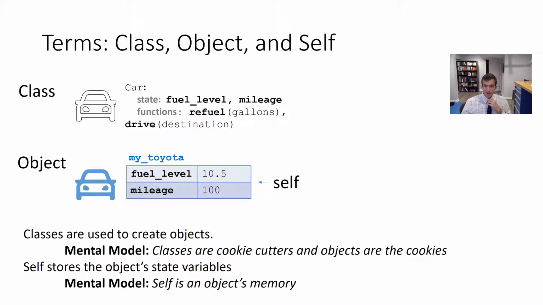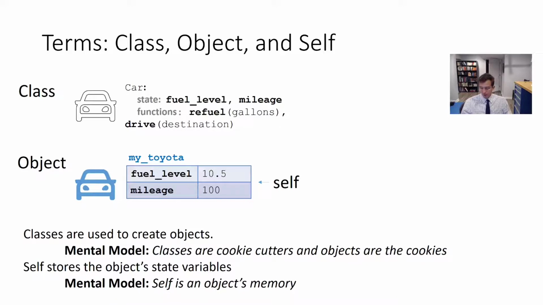So the class is actually the code you're going to write. You're never going to write an object. You're going to write a class. A class is like the recipe, the instructions. How do you create a car? And what does a car do once it's created? An object is an instantiation of the class. Okay?